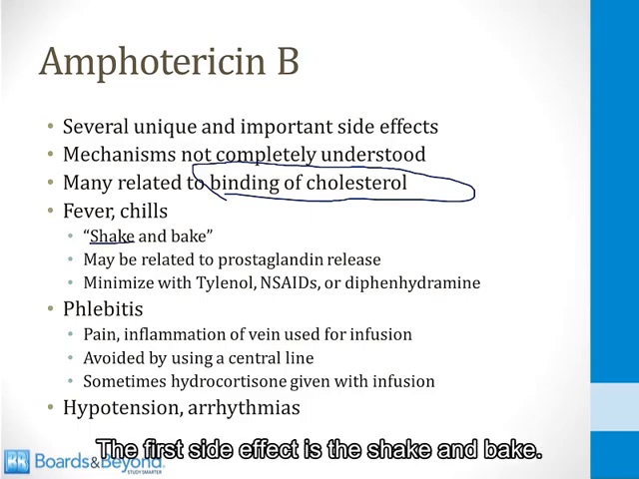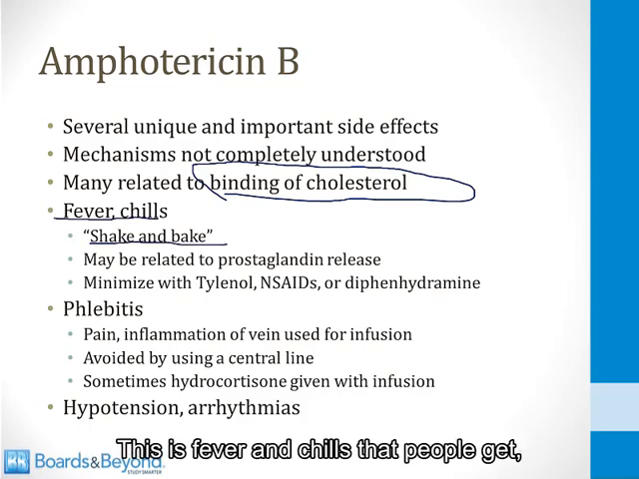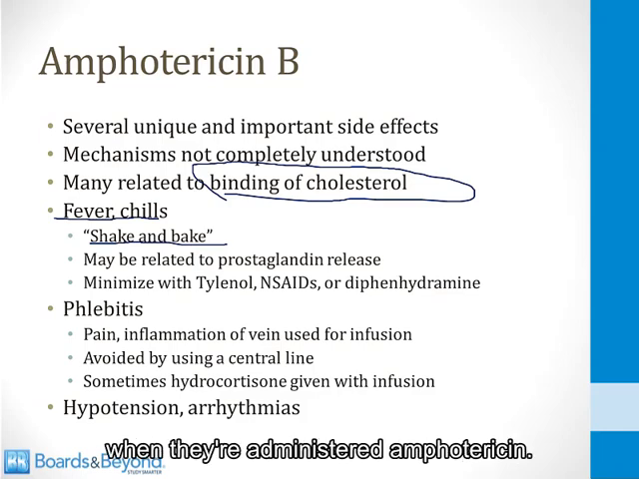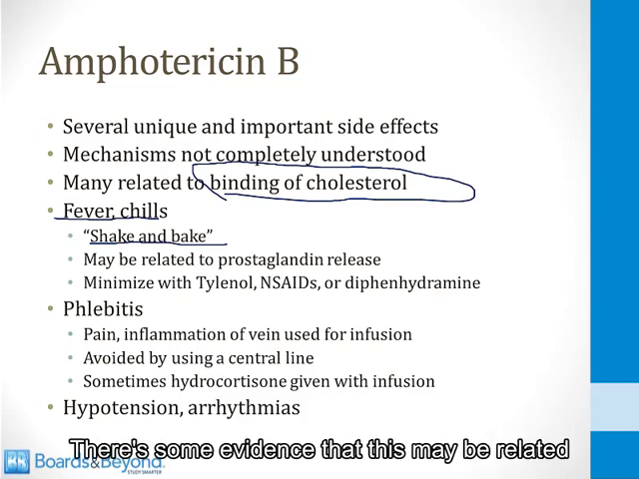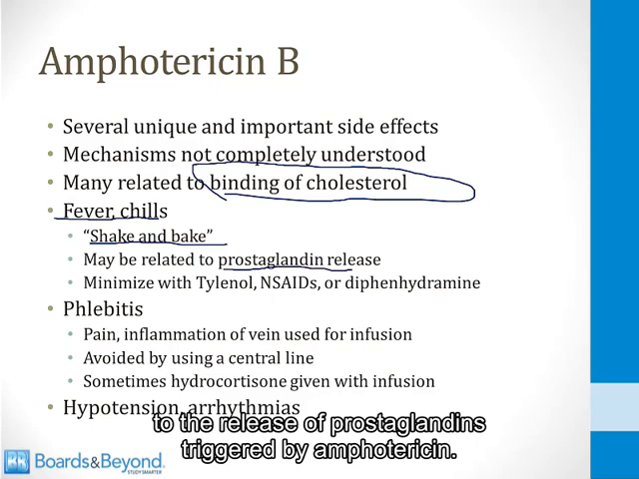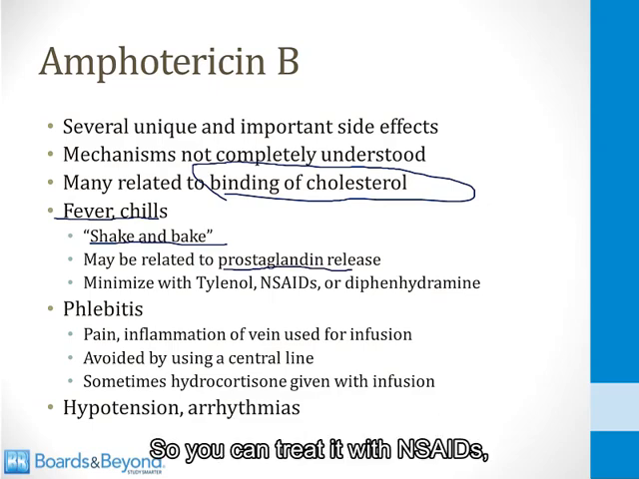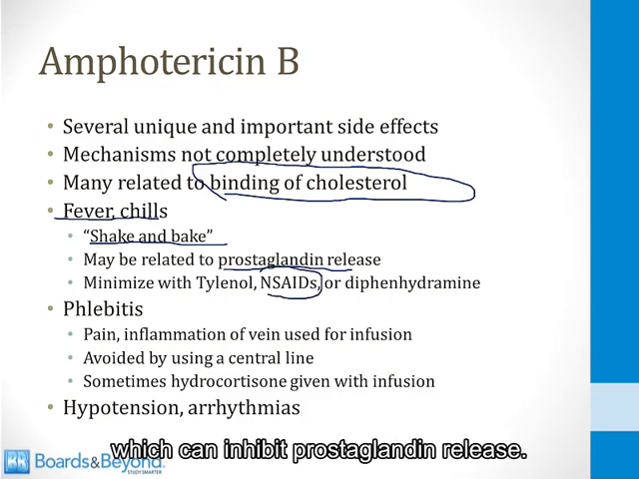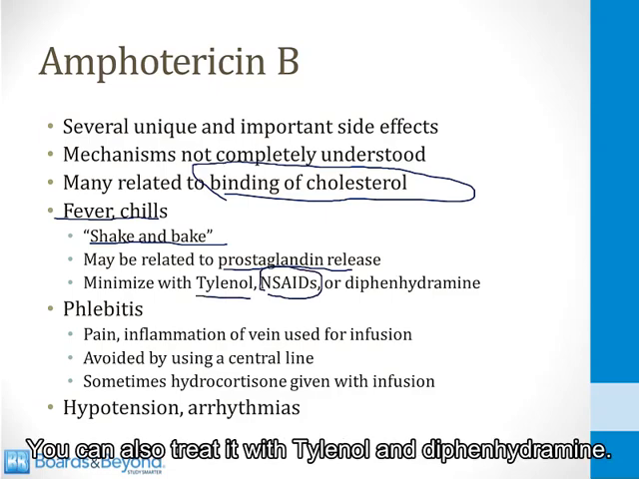The first side effect is the shake and bake. This is fever and chills that people get when they're administered amphotericin. There's some evidence that this may be related to the release of prostaglandins triggered by amphotericin. So you can treat it with NSAIDs, which can inhibit prostaglandin release. You can also treat it with Tylenol and diphenhydramine.